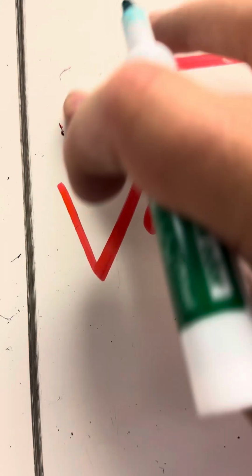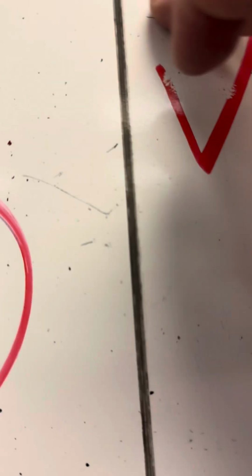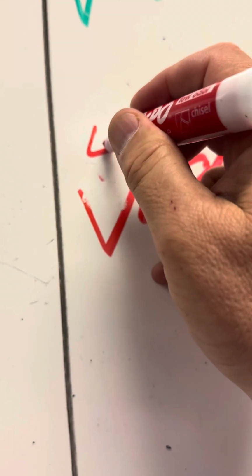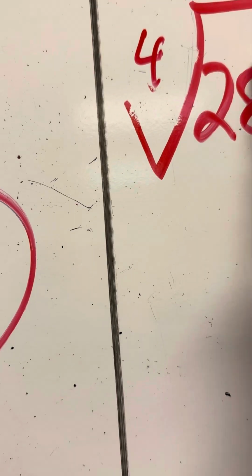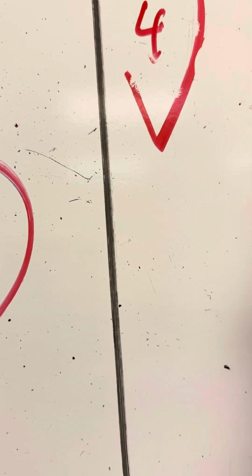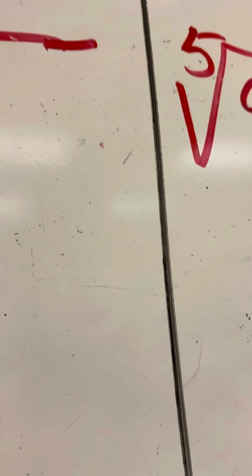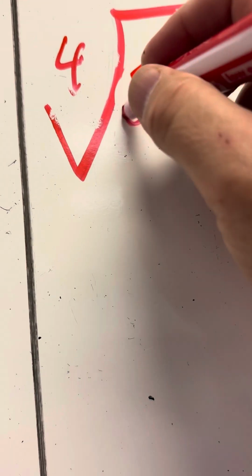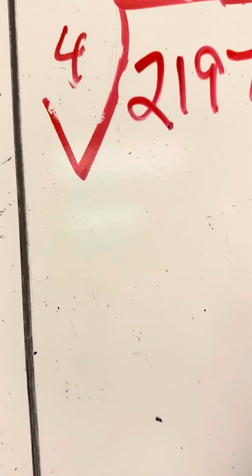Anaya, can I bother you to do 13 times 13 times 13? 4th root of 13 times 13 times 13. 2197. There we go. With a little help from Anaya, thank you.